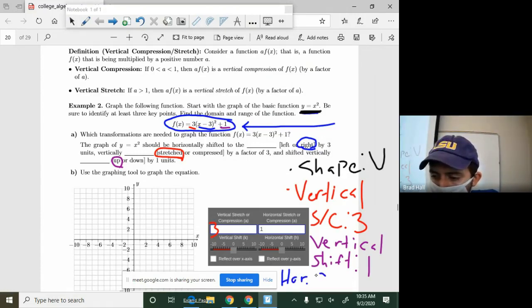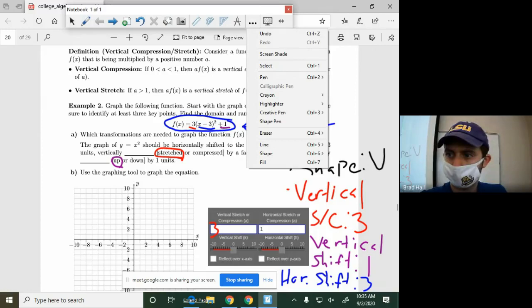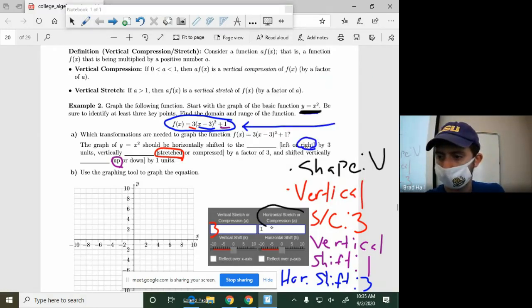And there's the horizontal shift, which we said this goes to the right 3 units. For the horizontal stretch, the horizontal stretch or compression, we just always leave that 1. It just doesn't come up in this class. Just always leave that as 1. And we'll talk about the reflect stuff. That comes up later in this section. So we'll leave that alone for now.